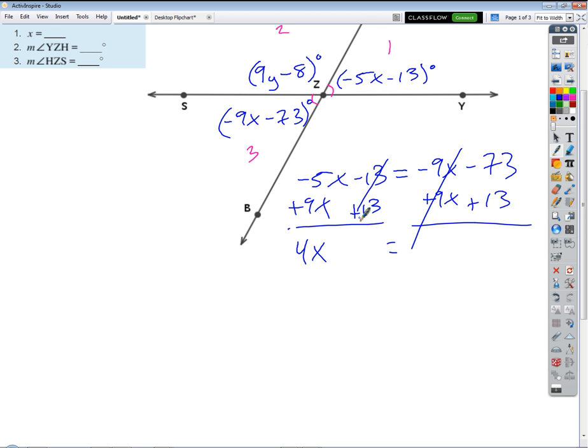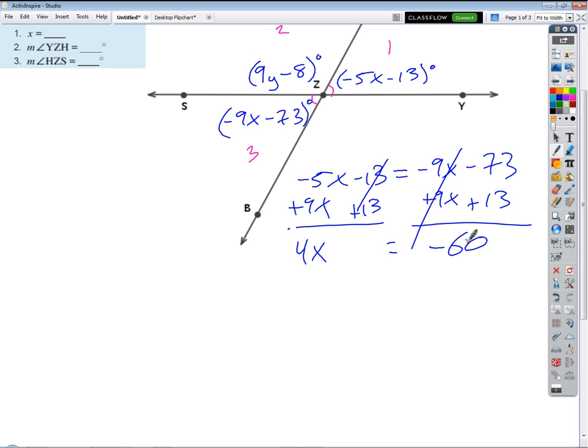I think there's been a little bit of question about where that comes from. How do we add positives and negatives? Remember, all we do is subtract the two numbers, ignore the signs, subtract the smaller from the bigger, and keep the sign of the bigger. In this case, if we ignore the signs, what's 73 minus 13? 60. And is it going to be positive or negative? Negative, because the negative number was bigger, right? Good.